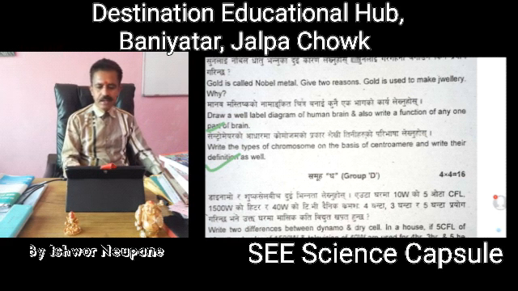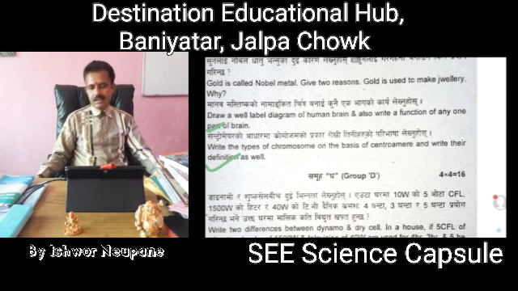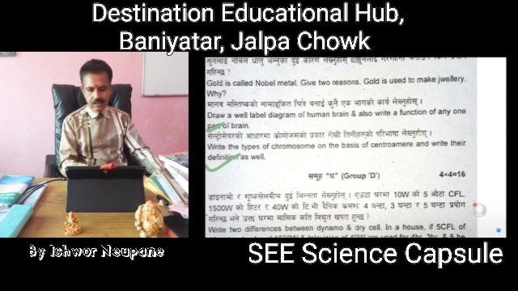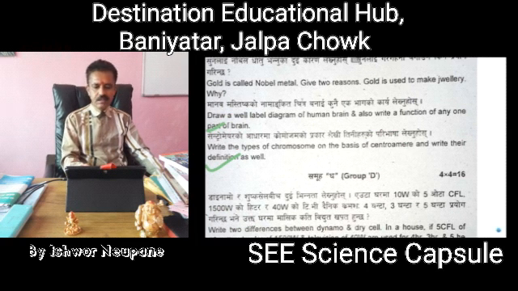Write a function of any one part of brain. Now you can write the function of either cerebrum, cerebellum, or medulla oblongata. So which function are you going to write? Cerebrum controls the feeling of love, affection, imagination, memory, etc. Students, so it is done.